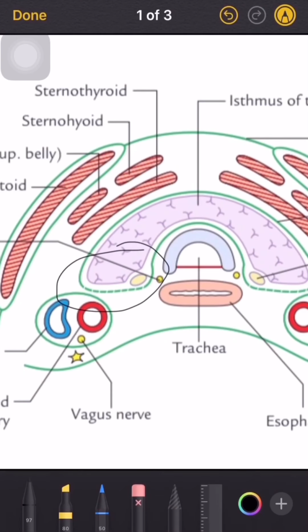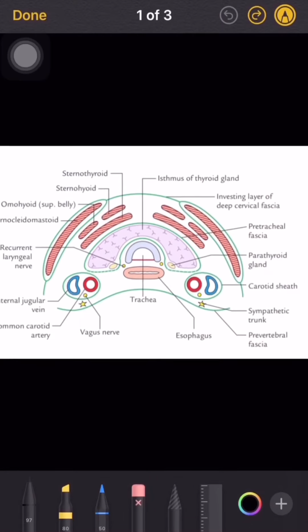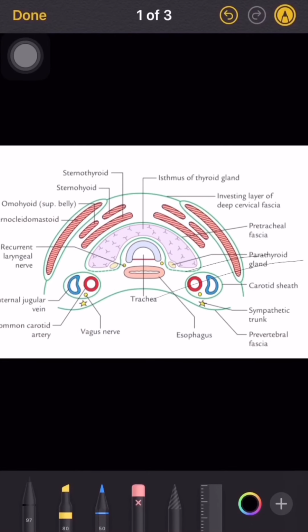So if you connect this clinically, then if there are any thyroid tumors, these extend backwards very easily and then compress structures like trachea, esophagus and cause difficulty in swallowing and breathing. Let's go to the second clinical correlation.